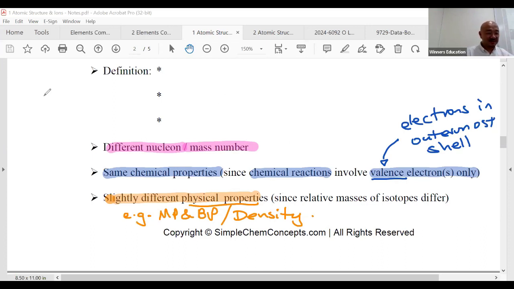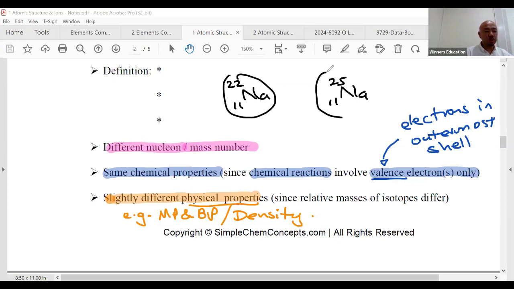So I draw it out for you. Just now I had sodium. I just wrote sodium 22 and 11, sodium 25 and 11, right? They're spherical. They should look the same. The same number of electrons, right? So the shell, the size, is the same. Let me show you, okay?